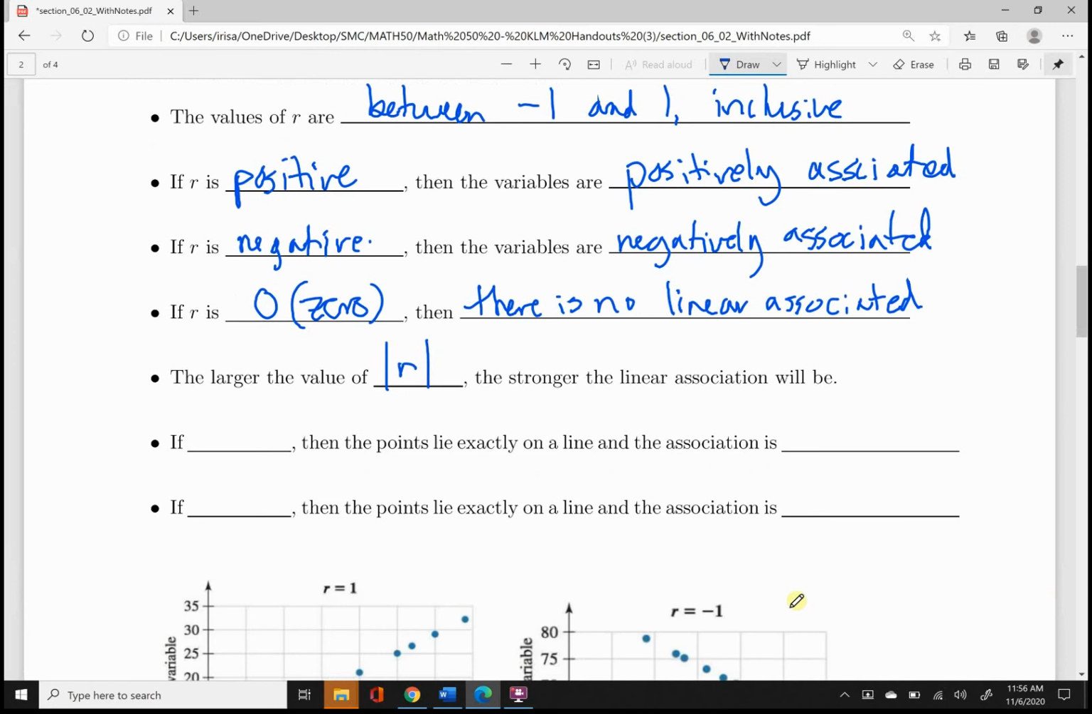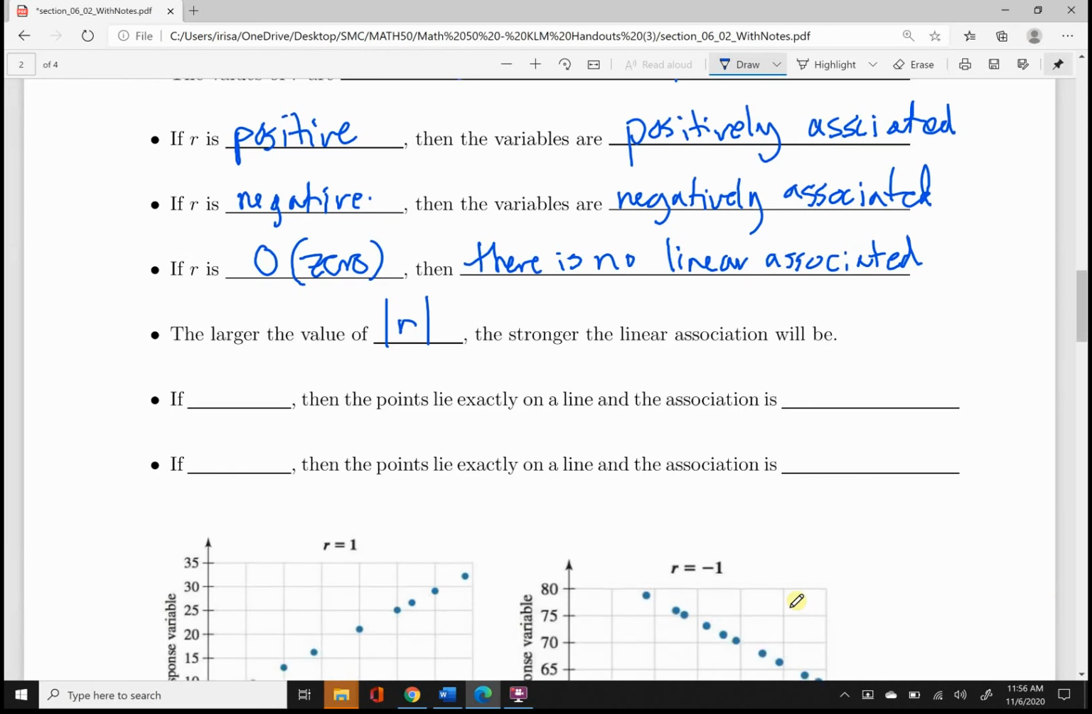Okay? Whew. All right, here we go. Two more bullets to fill out. Now, R can take on a value of exactly 1. So if R equals 1, then the points lie exactly on a line and the association is positive.